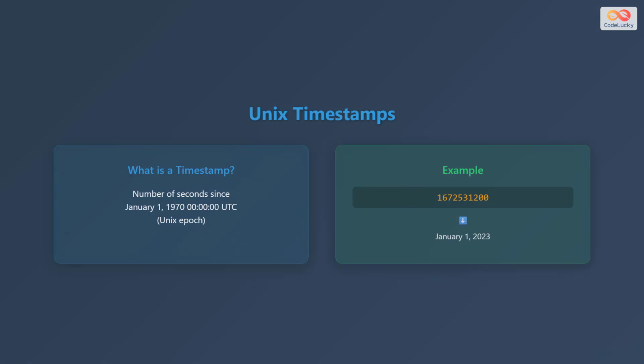Before we dive into the functions, let's understand what a Unix timestamp is. A Unix timestamp represents the number of seconds that have elapsed since January 1st, 1970, at 0 hours, 0 minutes, and 0 seconds Coordinated Universal Time, also known as the Unix epoch. For example, the timestamp 1,672,531,200 corresponds to January 1st, 2023.